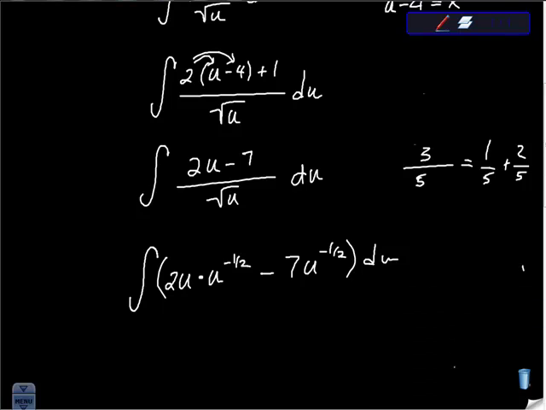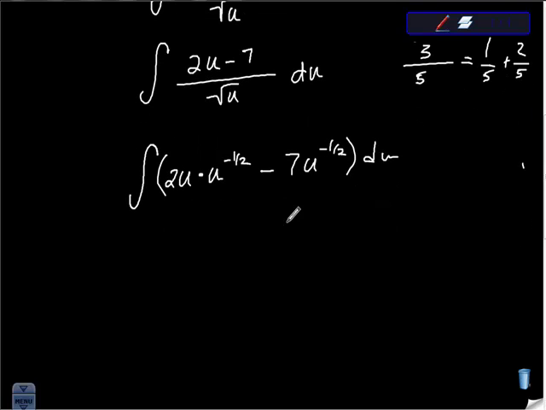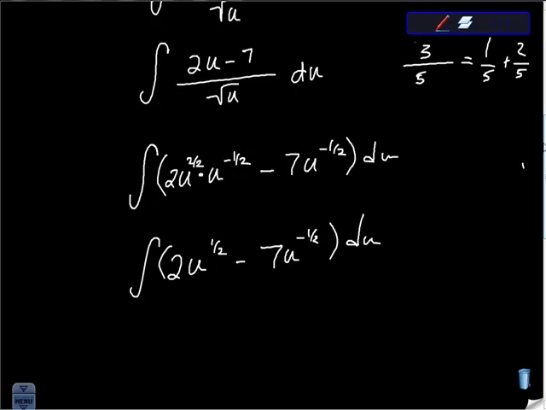From here, all I want to do, frankly, is go ahead and start to integrate. So as I do, actually I have to clean this up a little bit, don't I? So this is 2u to the first times u to the negative 1/2. So we get the indefinite integral of 2u to the 1/2, don't we? Because when we combine exponents, we add them when we're multiplying. Minus 7u to the negative 1/2. Whole thing du. Your professor's definitely going to want to see that.